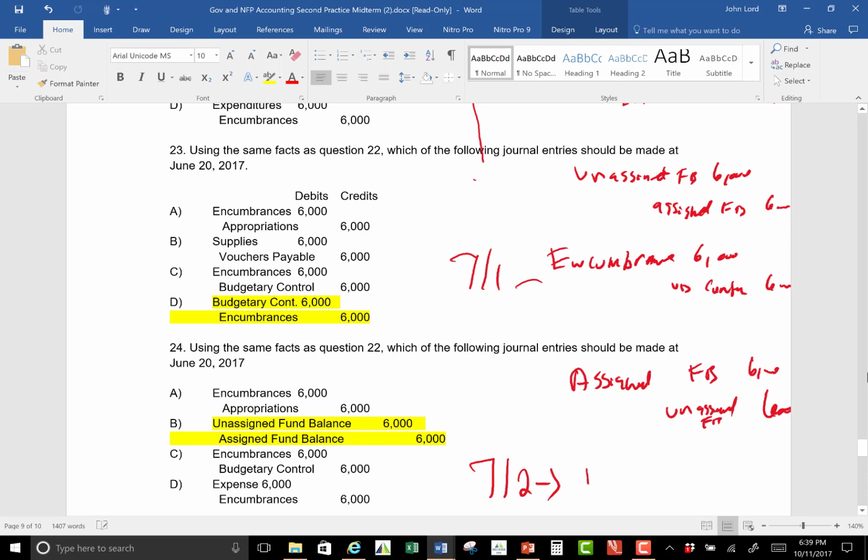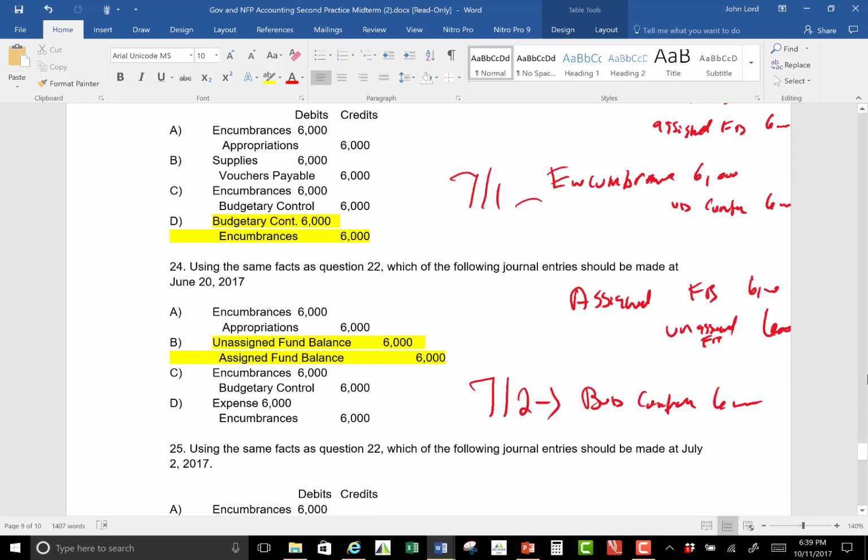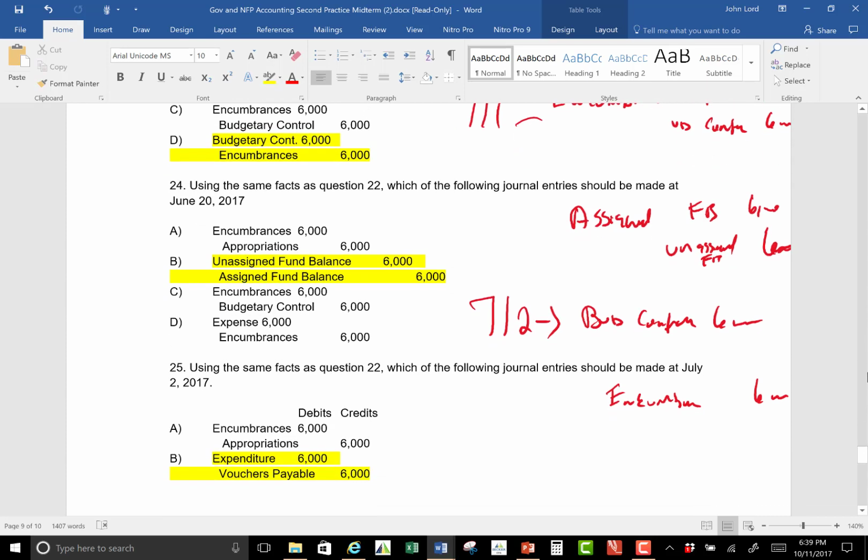Good. Debit budgetary control for 6,000, right? Credit encumbrance for 6,000. That closes the encumbrance for that, doesn't it? Now what do you want me to do? Debit expenditure, and the problem told me that it came in for the same amount, right? Debit expenditure for 6,000 and credit vouchers payable for 6,000. Is that the whole process?